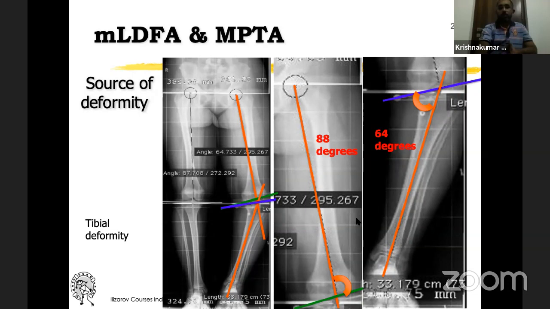So this is how you go in a step-by-step manner. First of all, you draw the mechanical axis and find out whether there is an axis deviation or not. Then you go to the axis of femur and find out the LDFA, that is the lateral distal femoral angle. This is normal in this case. You go to the tibia, find out the proximal tibial angle, and this is abnormal. So it's a tibial deformity.